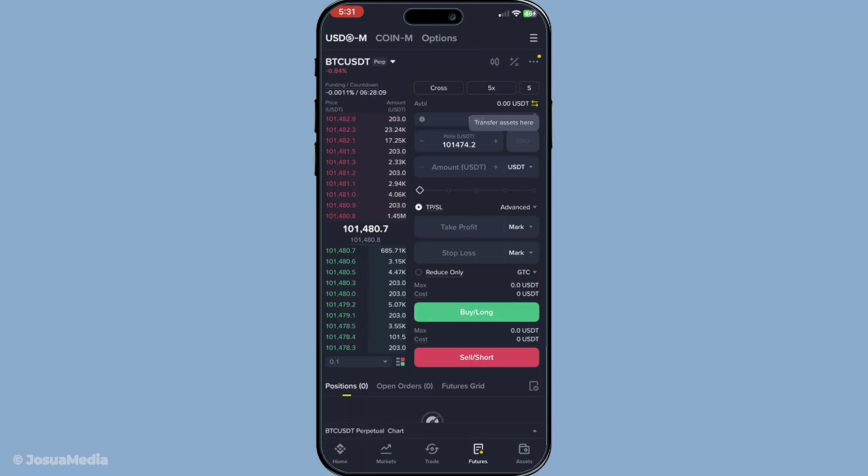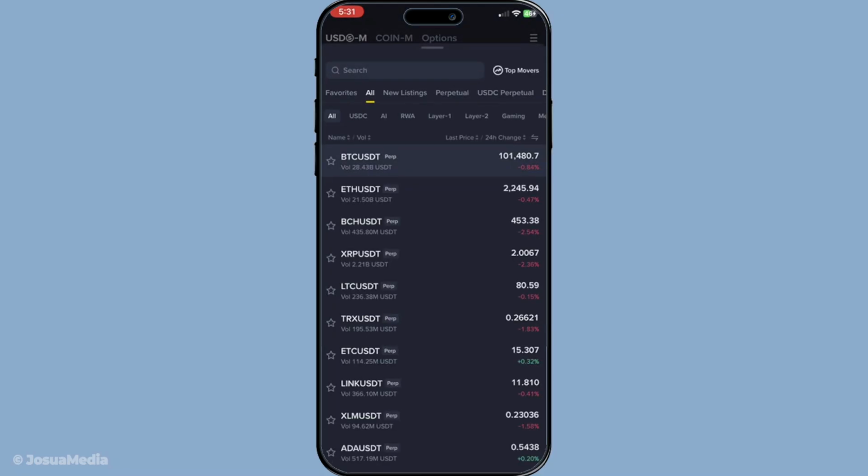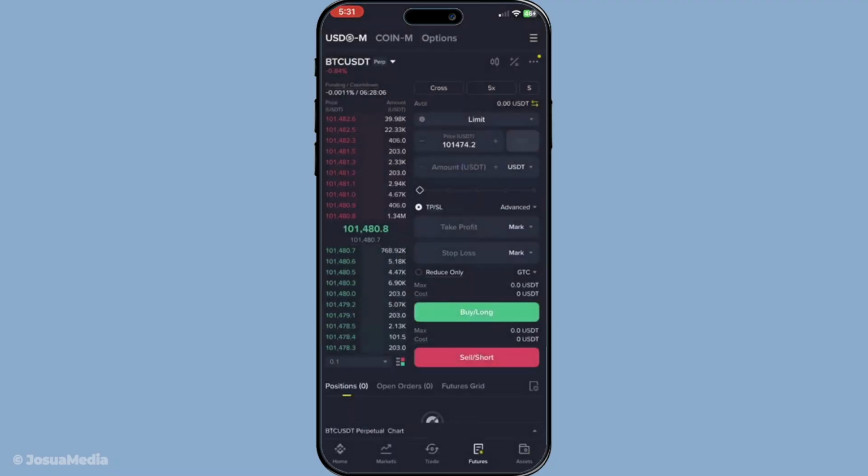Next, you'll need to choose a trading pair. For this example, we'll use the popular pair BTC to USDT, but feel free to choose any pair that suits your trading strategy or preferences. It's important to be familiar with the movements and liquidity of the pair you select.